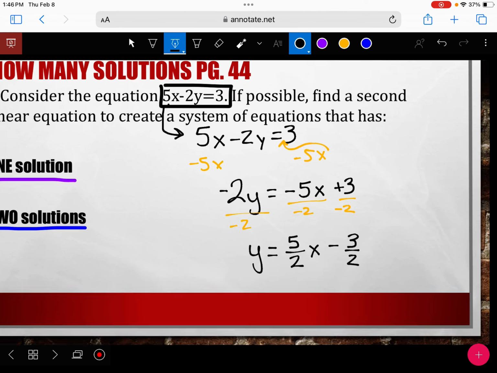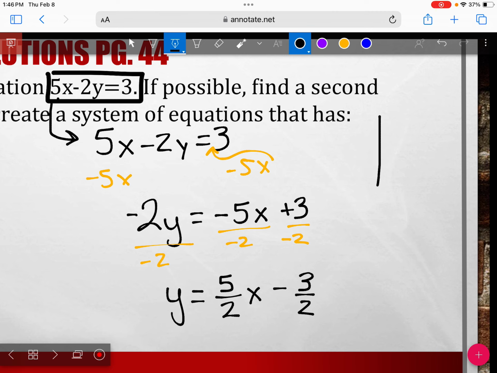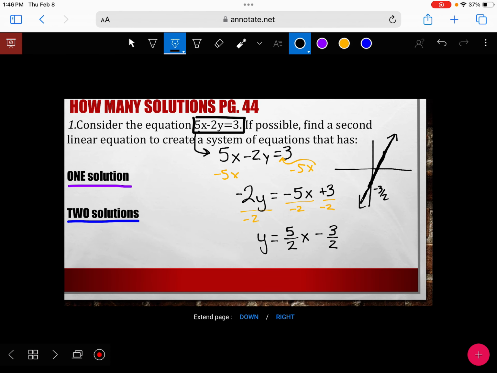So we could graph this if we wanted to. We've got our y-intercept. We know it's going to start at -3/2, so somewhere down here. And it's going to go up 5 over 2, up 5 over 2. So we're going to get a line that looks something like that. I'm just giving us a little sketch of it, not super nice, but just so we can think about what we would need to get one solution.